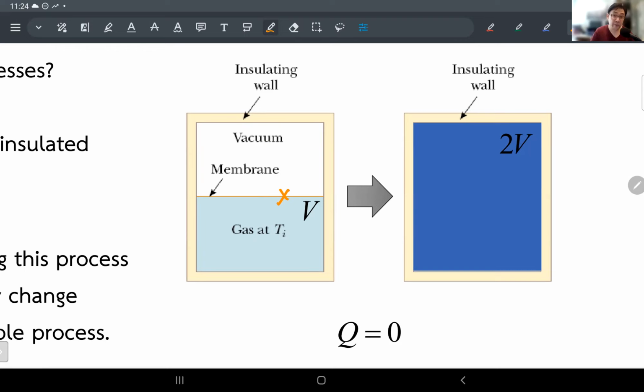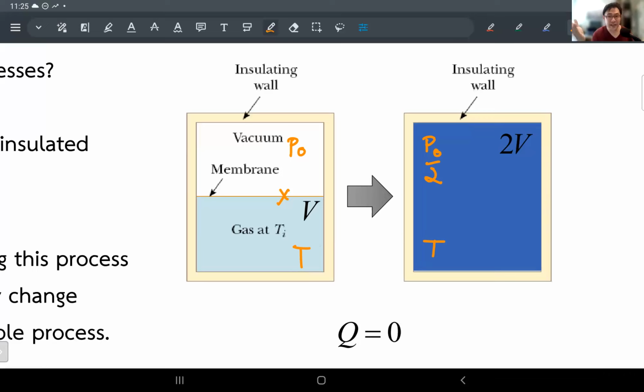Everyone knows the pressure will be half. So if you start with the pressure like P naught, this one is going to be P naught over 2, because PV equals nRT all the time. Temperature will not change, same T. Cool. So everyone fine. That's from the first law of thermodynamics. No change in temperature, no heat flow, no work done. Nothing. This is a free expansion.